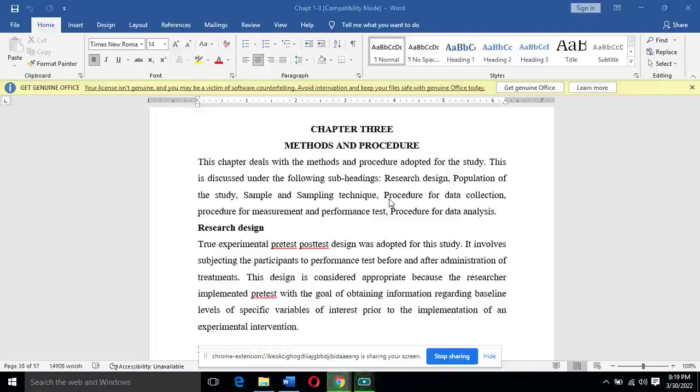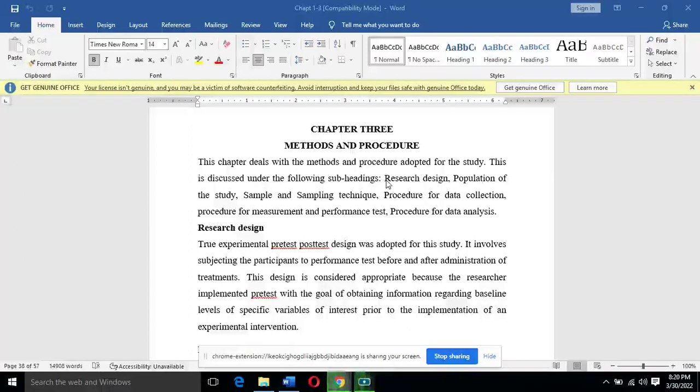But in our previous classes, we've looked at chapter one. What are the things that are supposed to be in chapter one? We listed them, starting from the background to the study, the statement of the problem, the objective of the study, research questions, research hypothesis, the significance of the study, the delimitation and limitation of the study, and operational definition of terms.